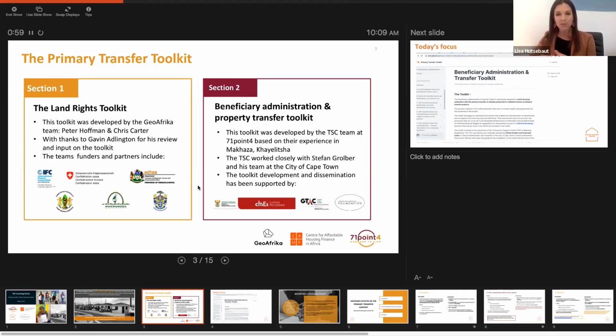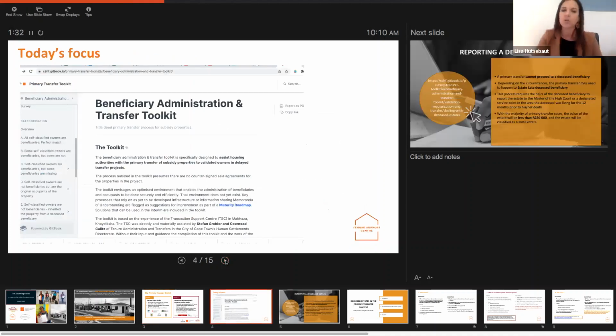What we're going to be dealing with more today is the second part of the toolkit, which is the beneficiary administration and transfer toolkit, which looks at basically once your land is in order and your land is transferable, what is happening on the beneficiary side? So are the correct beneficiaries identified? Are those beneficiaries available? Are those beneficiaries still alive? And can transfer happen to those beneficiaries? So we basically put together section 2, which is the beneficiary administration and transfer toolkit.